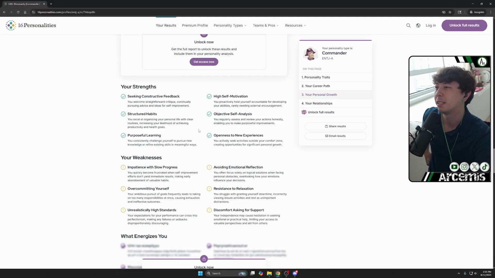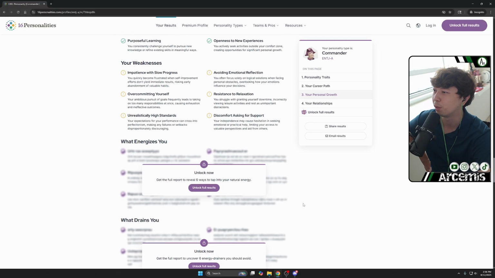Structured habits. Yep. Objective self-analysis. Always objective, yeah. Purposeful learning. Yeah, I think, yeah. Openness to new experiences. Yeah, I think I would agree with these. Yeah, that's pretty accurate for me at least.